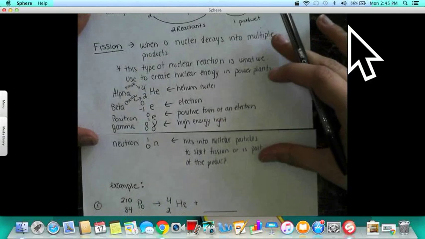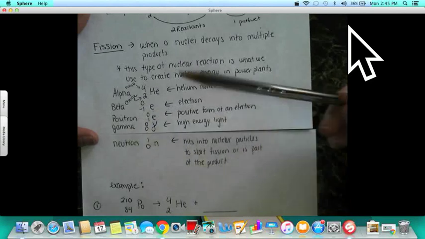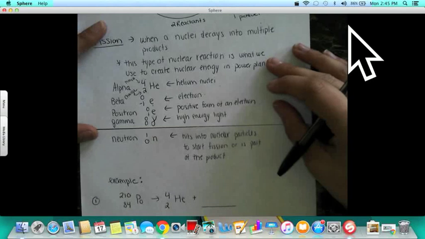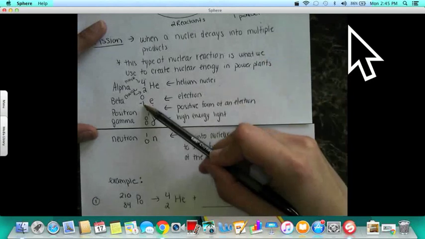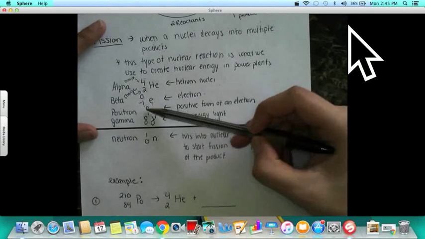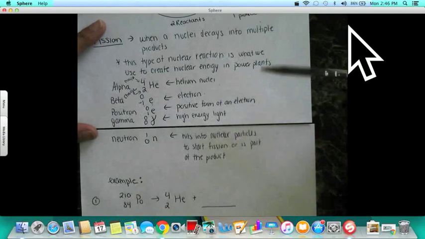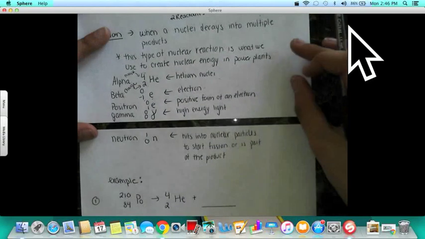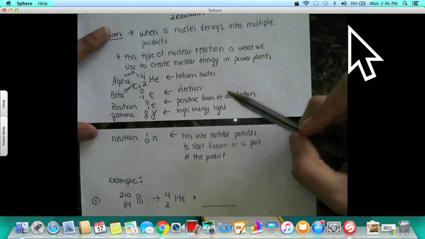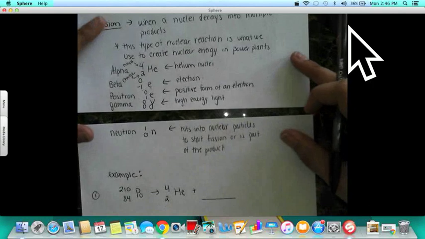Okay, then we have a beta particle, and the symbol for a beta particle is 0, -1e, and a beta particle is just an electron. And if we think about the charge here, it has a -1 charge. Here we have a positron, which is 0, 1e, and it's the positive form of an electron. Then we have a gamma particle, which is 0, 0 in this upside down ribbon. And gamma is going to be a high energy light.